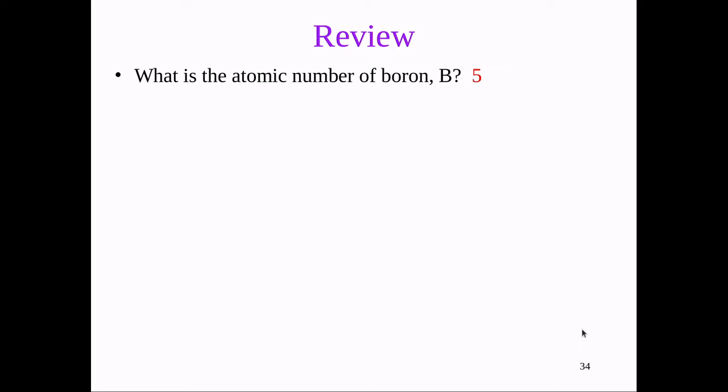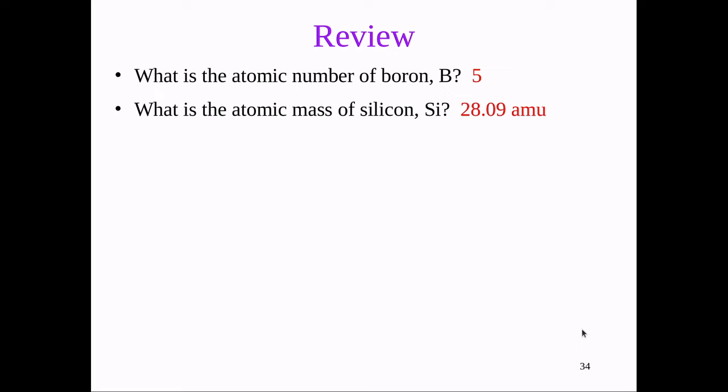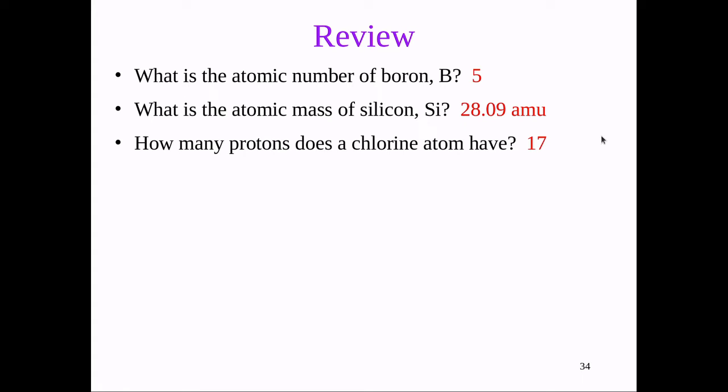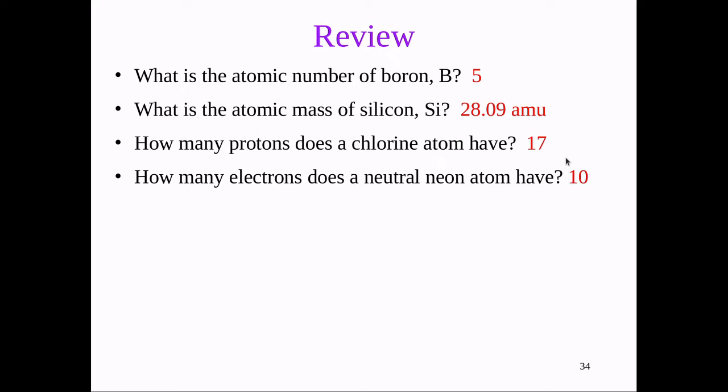So the atomic number of boron is 5. The atomic mass of silicon is 28.09 AMU. You may have gotten a slightly different number for that. It depends on which periodic table you're looking at. How many protons does a chlorine atom have? So it has 17 protons. That's its atomic number. How many electrons does a neutral neon atom have? It's got 10, because it's got an atomic number of 10.